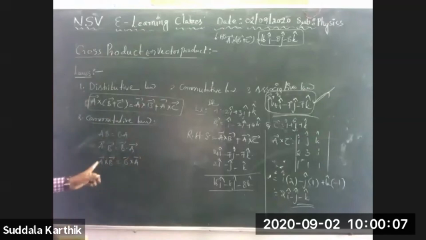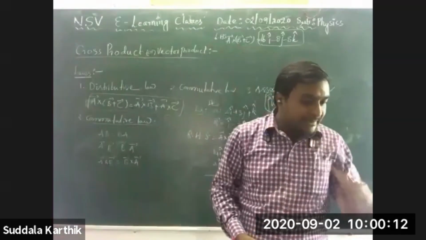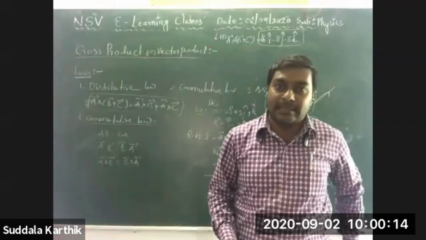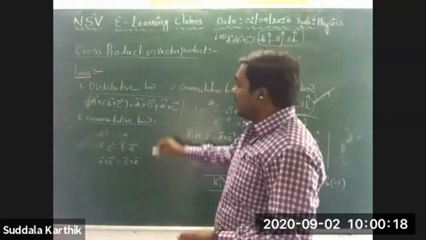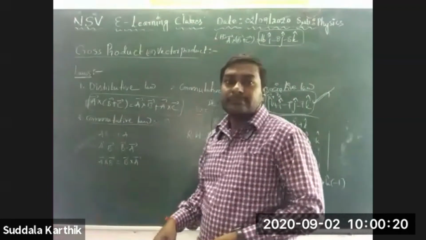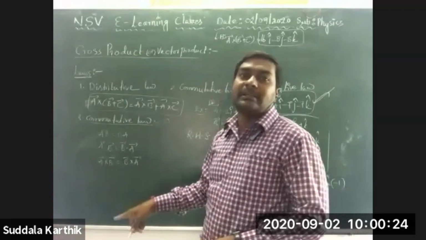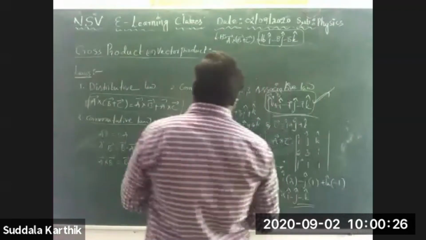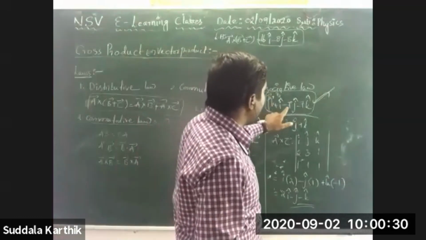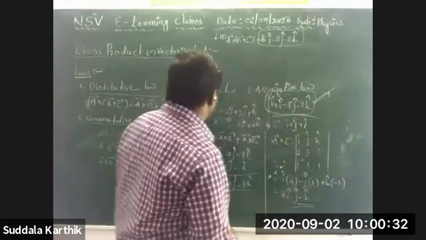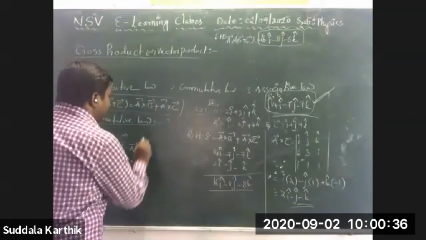If A bar cross B bar is equal to B bar cross A bar, then the cross product of two vectors is obeying the commutative law. You can check. A bar cross B bar is equal to 14 i cap minus 7 j cap minus 7 k cap. With those two vectors only, I am calculating B bar cross A bar here.